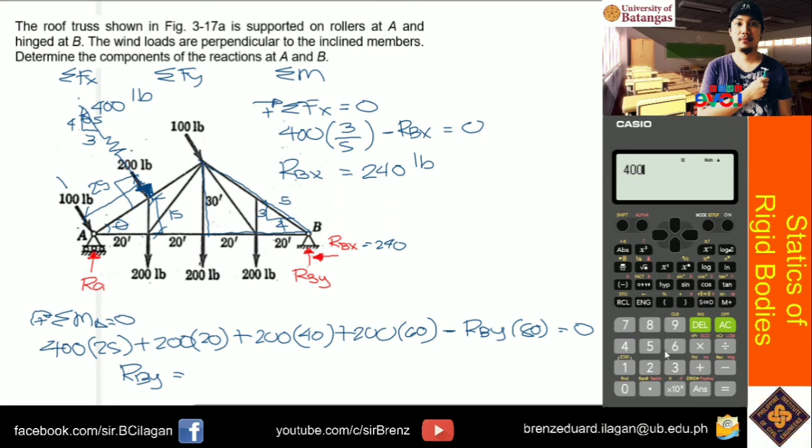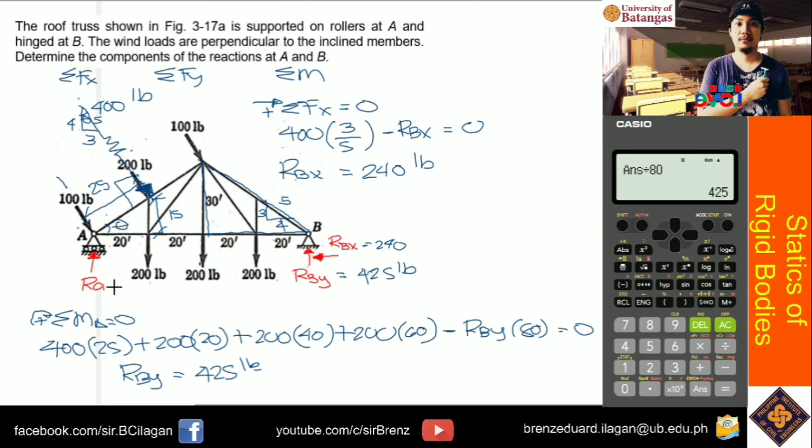so 400 times 25 plus 200 times 3. So plus 200 times 20 plus 200 times 40 plus 200 times 60. And then divided by 80. So the answer for RBY is 425. Okay, so meron na tayong value nito, 425.